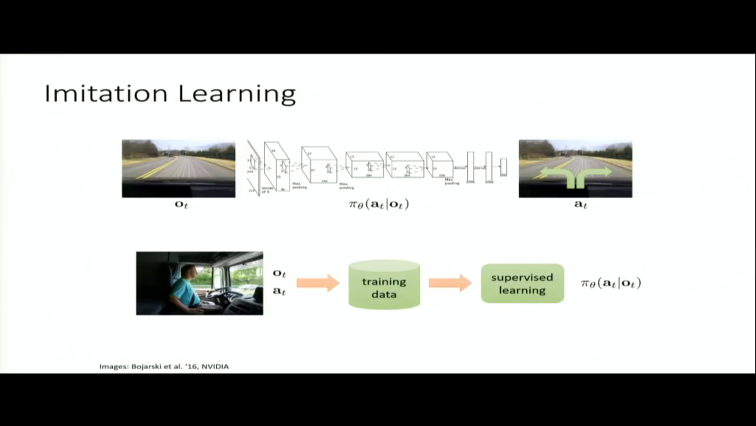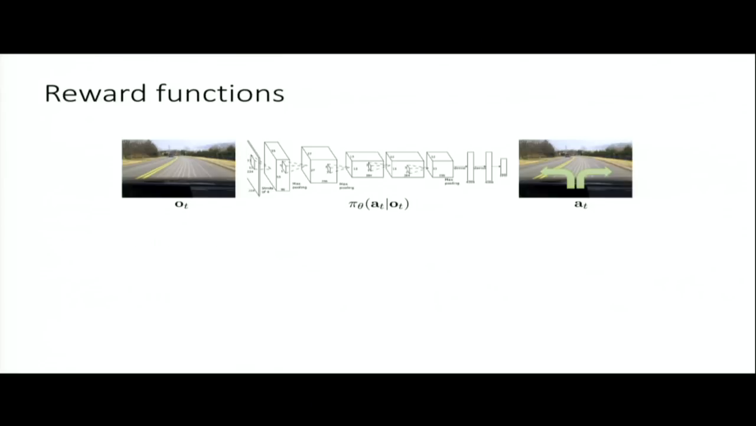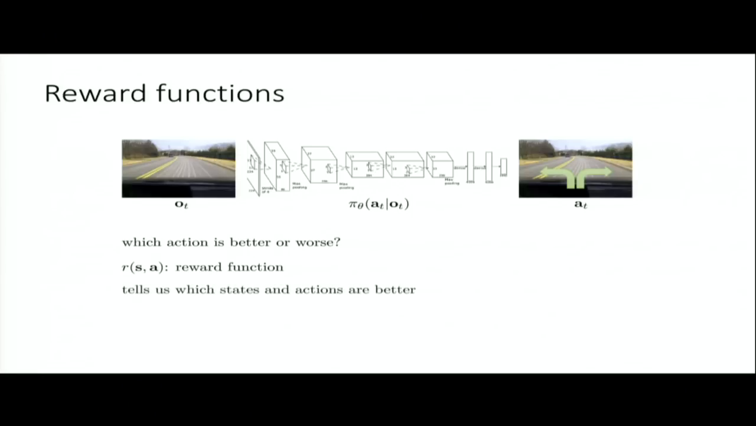So if we don't have data, we need some way to define the task. We covered this briefly at the end of Monday's lecture, but we need some kind of reward function, something that describes what is a good behavior versus what is a bad behavior. So which action is better or worse, or which state is better or worse, that's given by the reward function, and it tells us which states and actions are preferred.